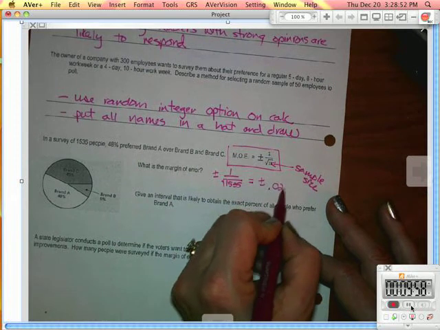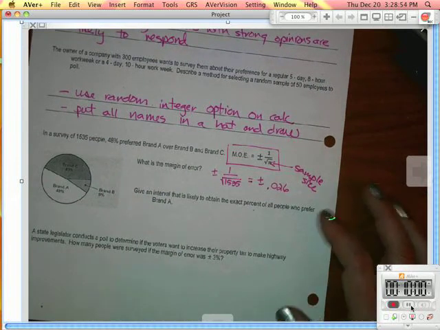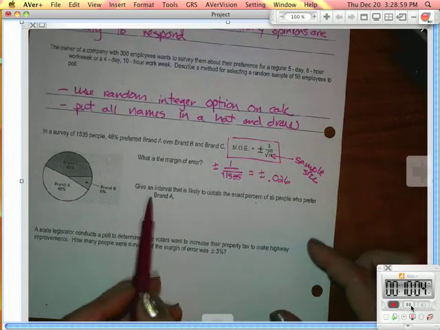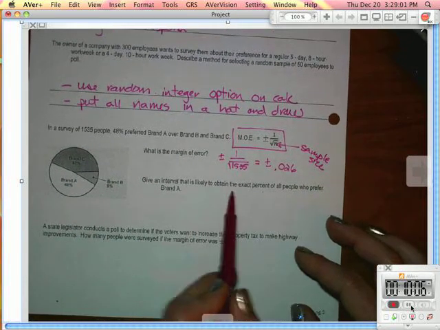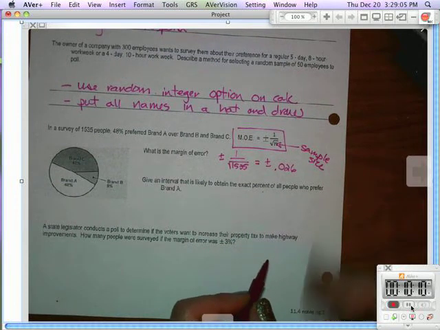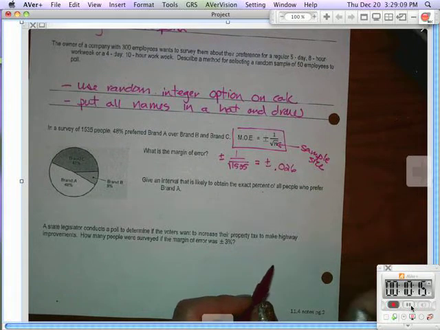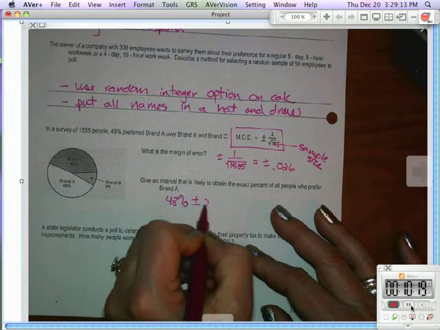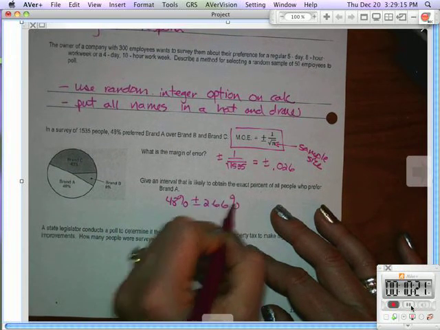0.026. So now what I do to state that margin of error as a range, I would give an interval that is likely to contain the exact percent of all people who prefer brand A. Because you always have to consider, if you want to be exact, a little bit of a margin of error. So you would do 48% plus or minus 2.6%. So it kind of looks like this.